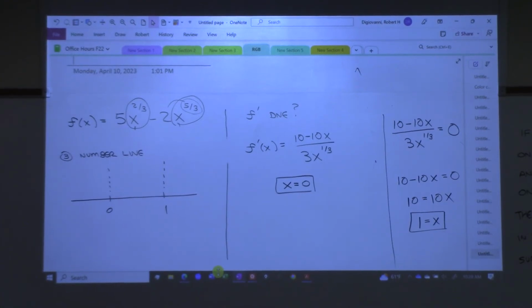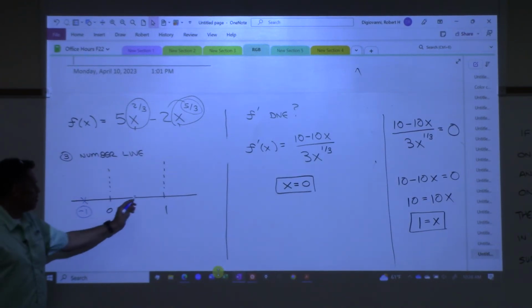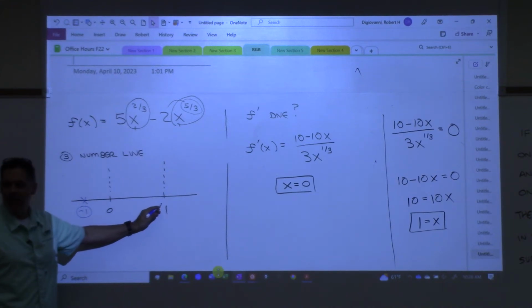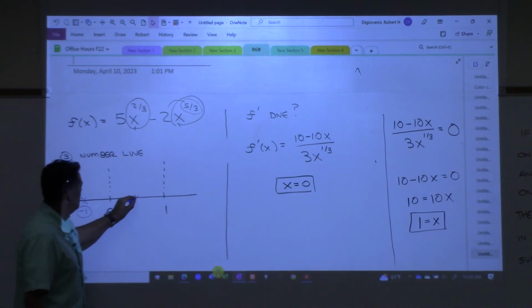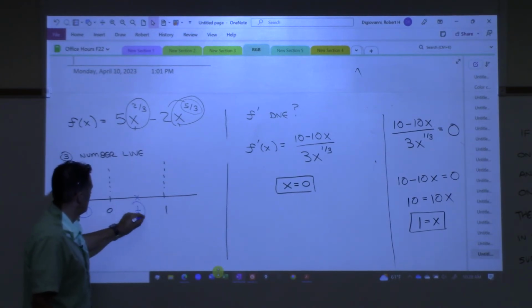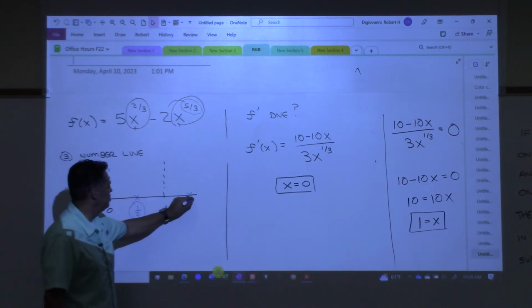What next? Test points. Test points, right? Okay, what's a good test point over here? Negative 1. Could you have used negative 2? Yes. Could you have used negative 0.6256? Yes, anything you want, all right? Something between 0 and 1. Well, unfortunately, there's no nice numbers, so maybe just like a half or something.